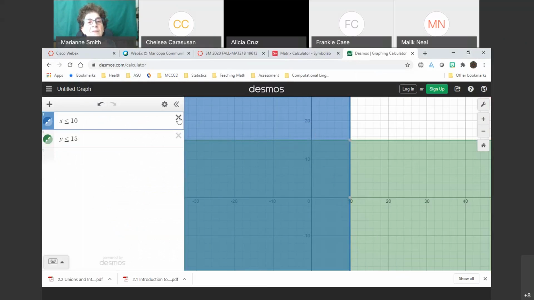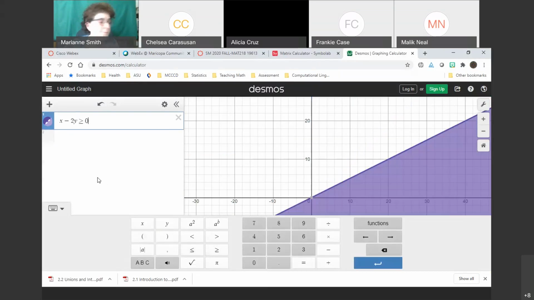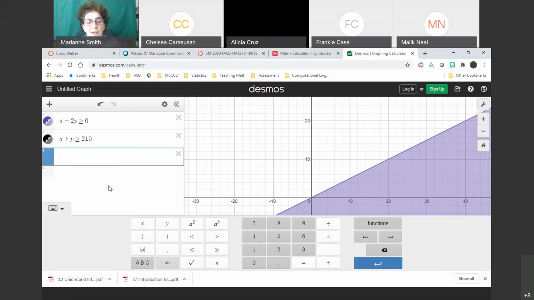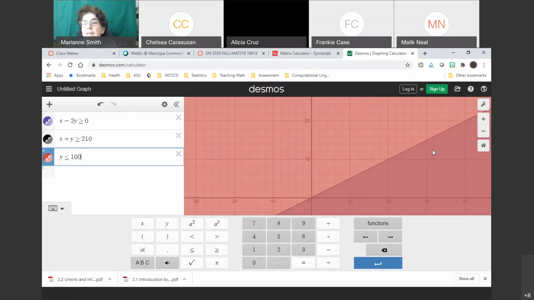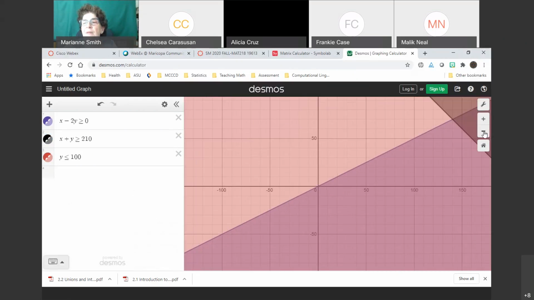So I'm going to clear all of this. That first inequality is x minus 2y greater than or equal to 0. Then x plus y greater than or equal to 210. And the last one is y less than or equal to 100. So those are the inequalities, and then I'm going to zoom out a bit so I can see my feasible region.